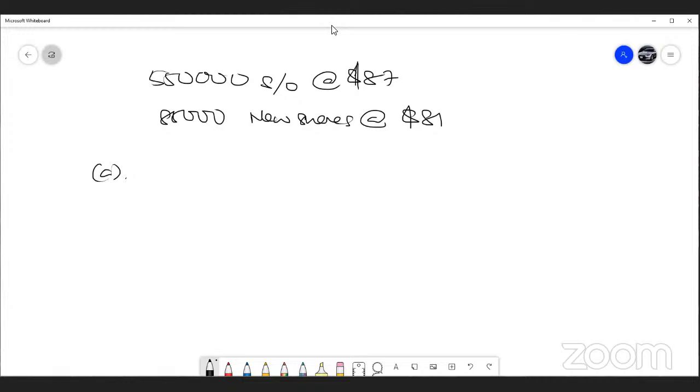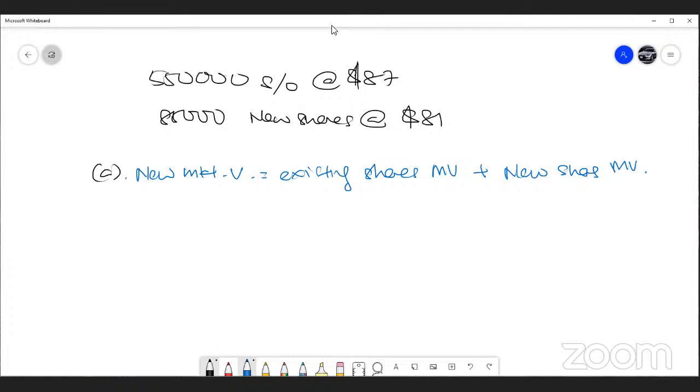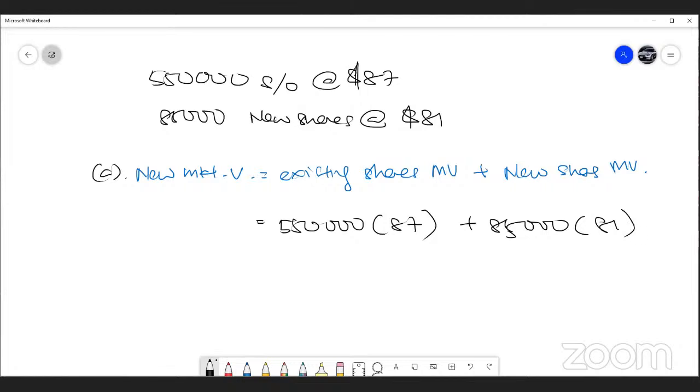What is the new market value of the company? So the formula for new market value, as usual, when I put it in blue, means it's a formula. New market value is existing shares market value plus new shares market value. So what is the existing shares market value? Currently 550,000 at $87. The new shares issued are 85,000 shares, each one priced at $81. So this total up will give you the new market value of this company.